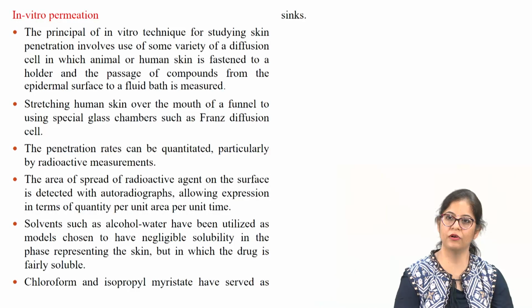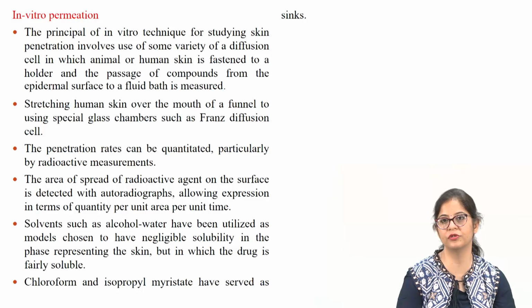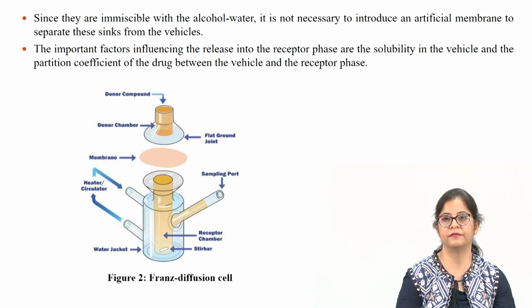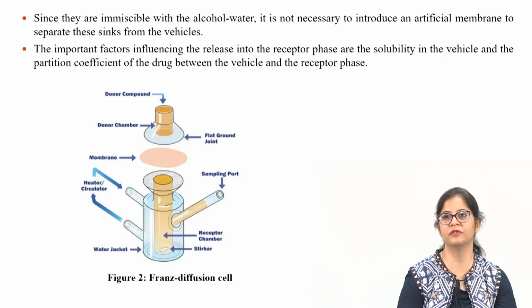Solvents such as alcohol and water have been utilized as models, chosen to have negligible solubility in the phase representing the skin, but in which the drug is fairly soluble. Chloroform and isopropyl myristate have served as sinks. Since they are immiscible with the water alcohol, it is not necessary to introduce an artificial membrane to separate the sinks from the vehicle. The important factors influencing the release into the receptor phase are the solubility in the vehicle and the partition coefficient of the drug between the vehicle and the receptor phase.